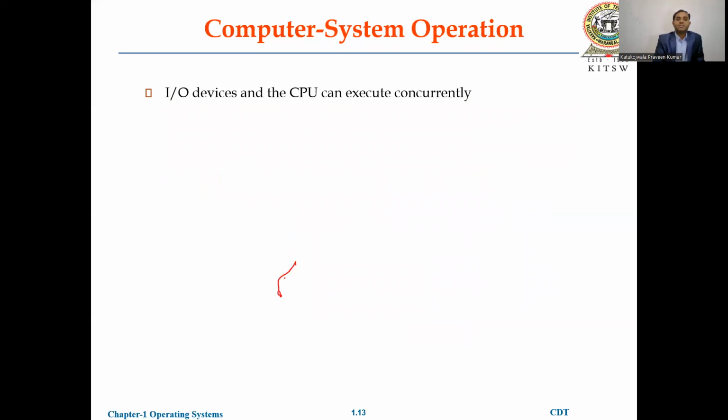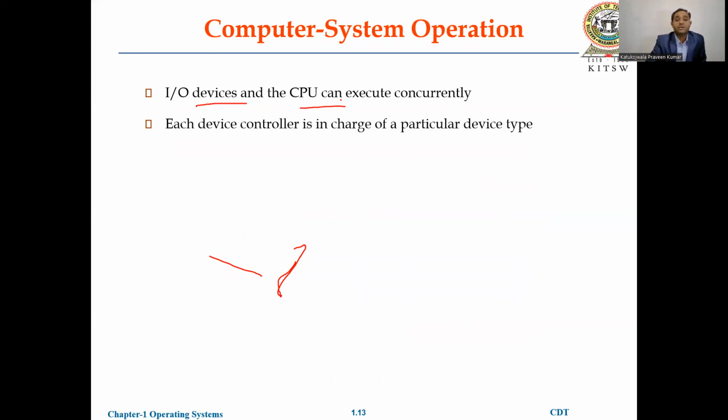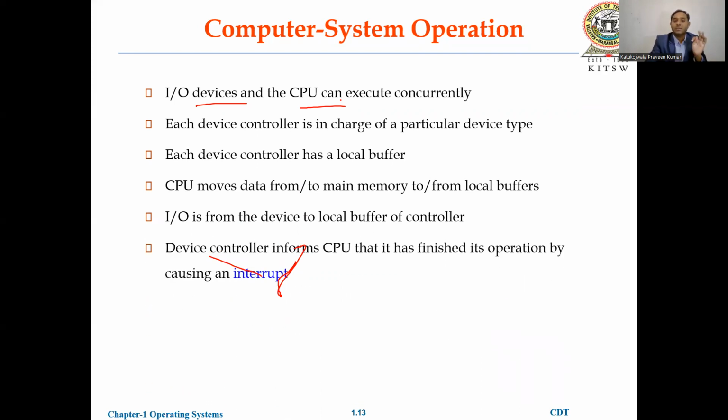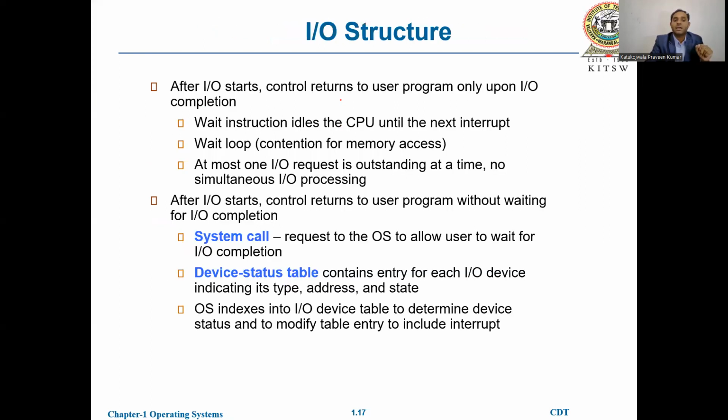All right. So, computer system operations. I/O devices and the CPU can execute concurrently. Each device controller is in charge of a particular device type. Controllers control the device types. Each device controller has a local buffer, and the CPU moves data from main memory to local buffers and from local buffers to main memory. That can be done by your CPU, right? Input output is from the device to the local buffer of the controller. Device controllers generally inform the CPU that they have finished their operation by causing an interrupt.